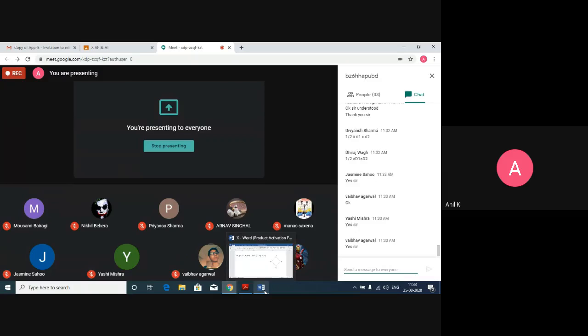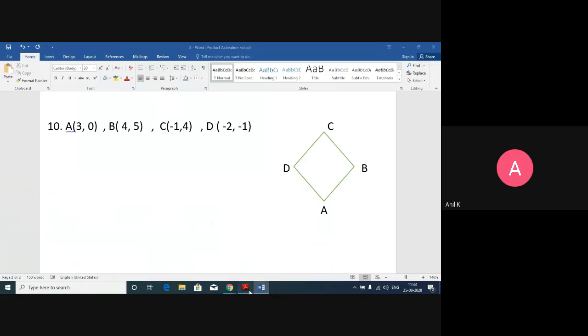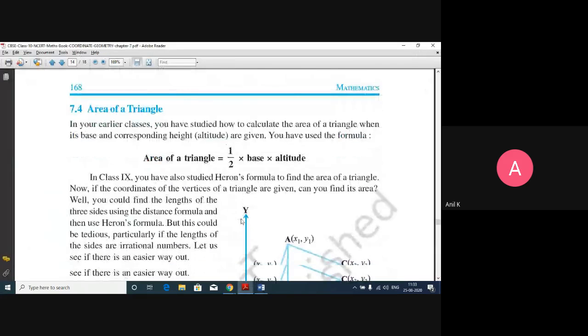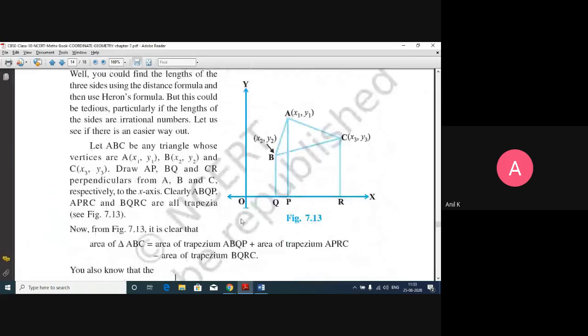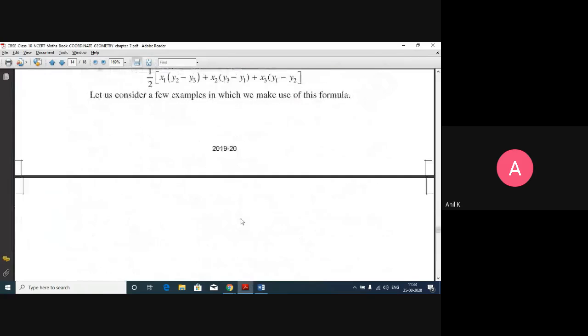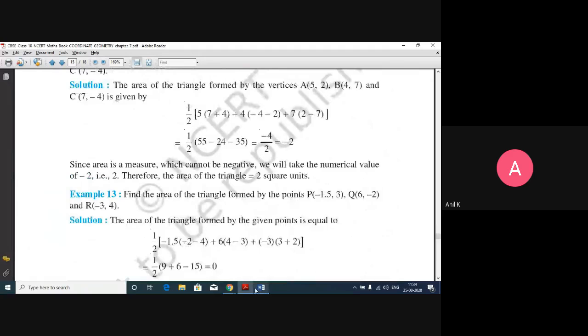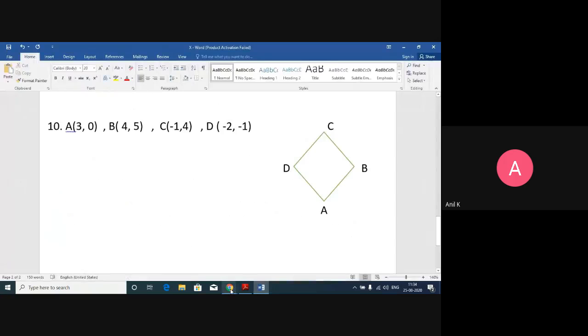Okay, good. Then the next topic is the area of the triangle, which is removed from the syllabus. So we are not going to discuss this one. That's it. We have now completed coordinate geometry. Now, just a minute.